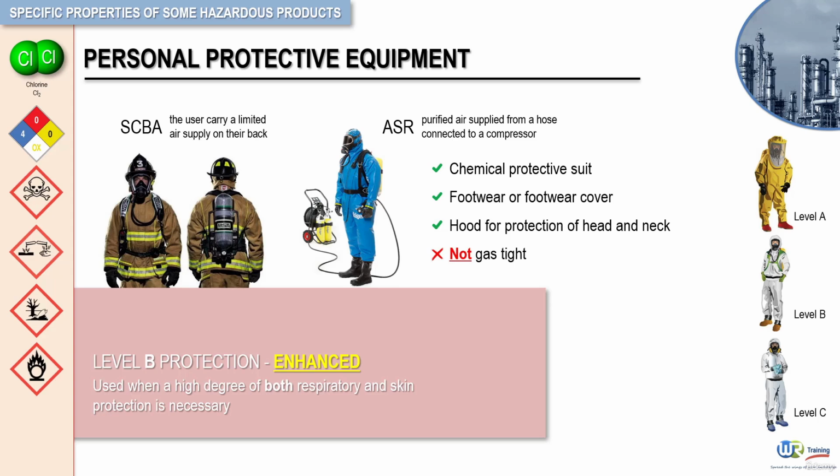The self-contained breathing apparatus, or SCBA, is an important component to effective PPE. There are, however, advantages and disadvantages to using SCBA. It provides the highest available level of protection against airborne contaminants, but SCBA is also heavy and bulky. It has a finite air supply which limits work duration and may impair movement in confined spaces.